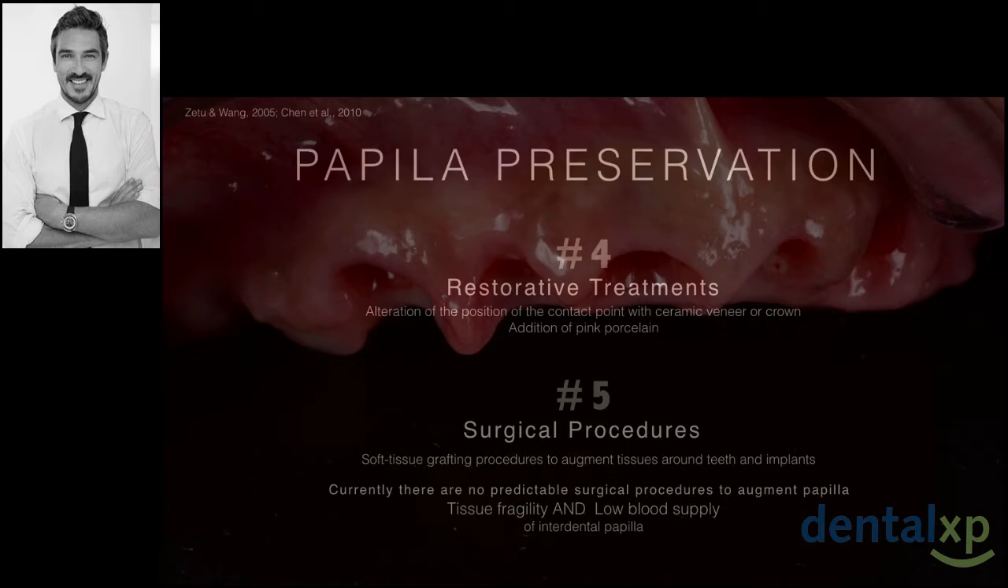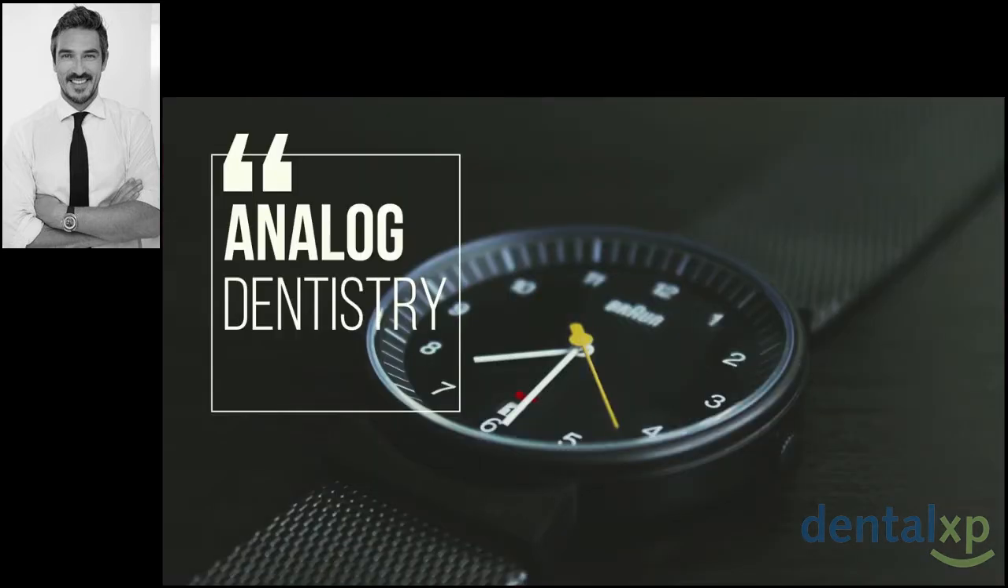There's a saying that if you're a hammer, everything that comes through the door is a nail. So just because you can solve some of these problems surgically doesn't mean you should, because there are other alternatives such as restorative treatments. And of course, surgical procedures, which we'll be showing in a bit, like soft tissue grafting and all the other amazing things that we've seen over the weekend. So let's get to it.